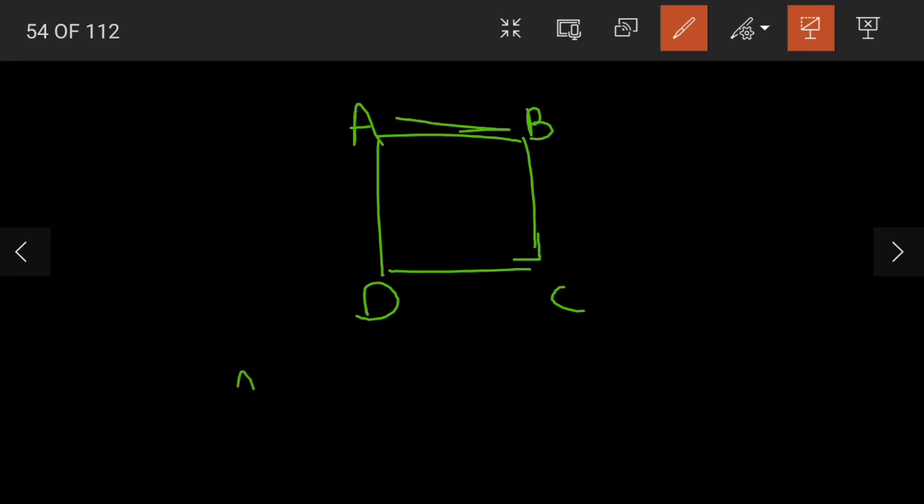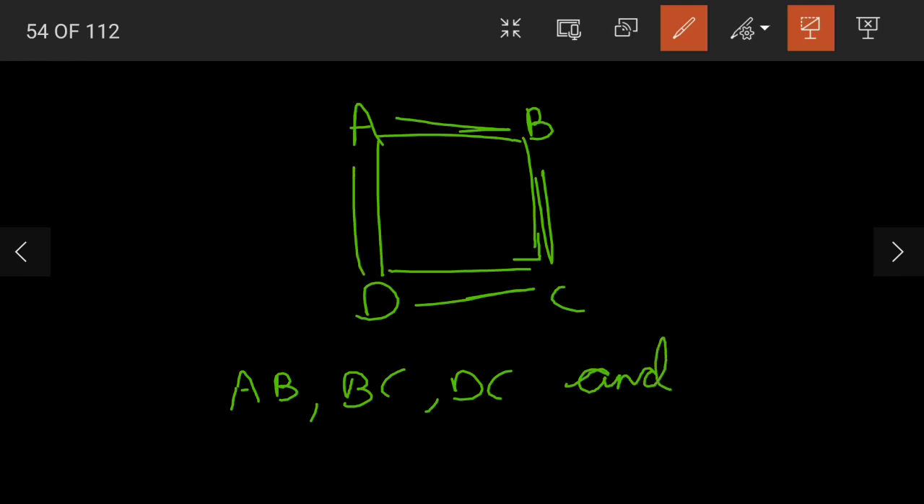We have side AB, BC, DC and then we have AD. So in a square, all four sides are equal. That is side AB is equal to BC is equal to DC is equal to AD.